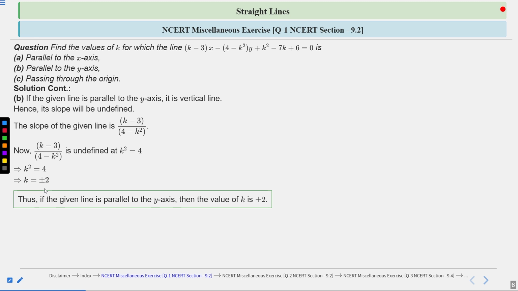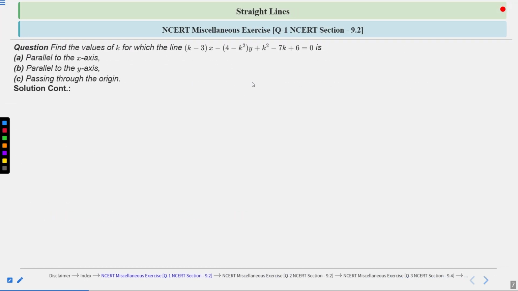Thus, if the given line is parallel to the y axis, then the values of k are plus or minus 2.